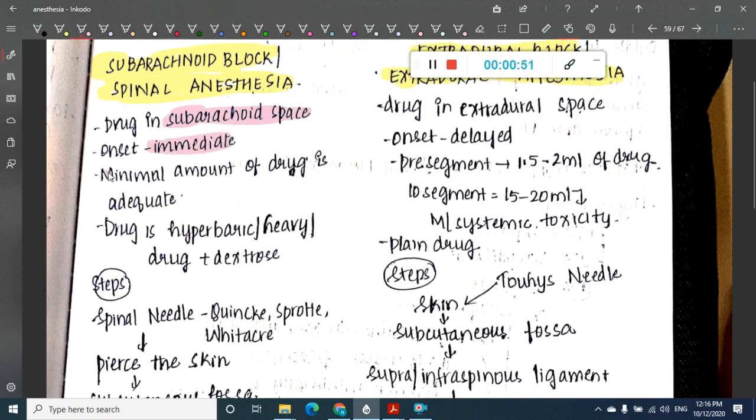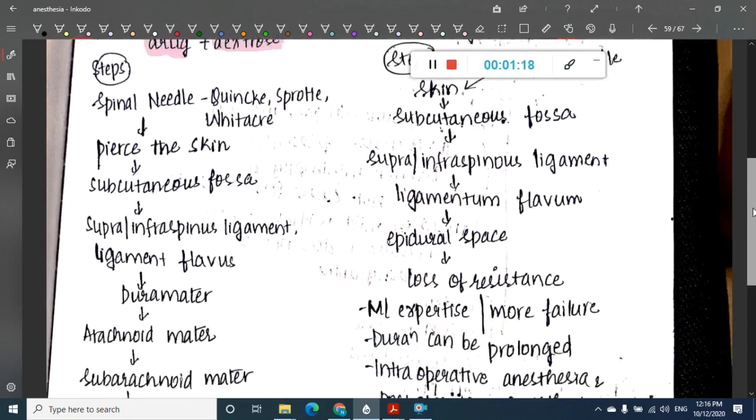A minimal amount of drug is sufficient for injecting into the subarachnoid space, and this drug should be hyperbaric, or heavy. To make a drug hyperbaric or heavy, we add dextrose to the drug. Then what are the steps?